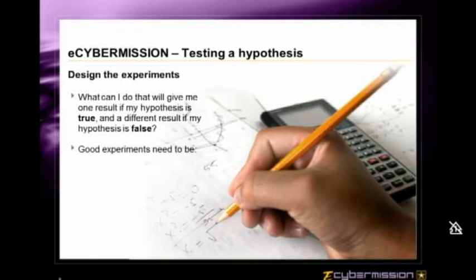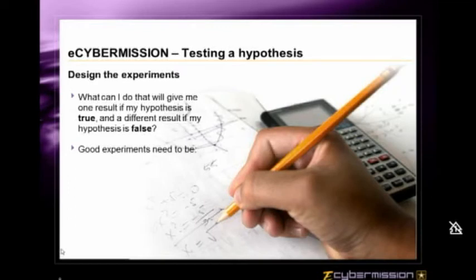To design your experiment, begin by asking yourself, what can I do that will give me one result if my hypothesis is true, and a different result if my hypothesis is false? So make a list of the things that would be true if your hypothesis were true. Use the predictions you made in step 2 of your experimental procedure and design an experiment to test each of those hypotheses. All good experiments need to be 3 things.